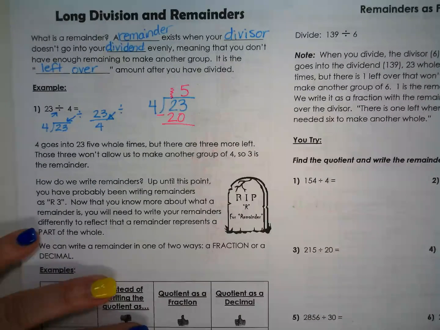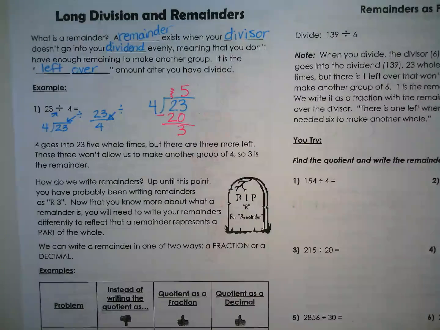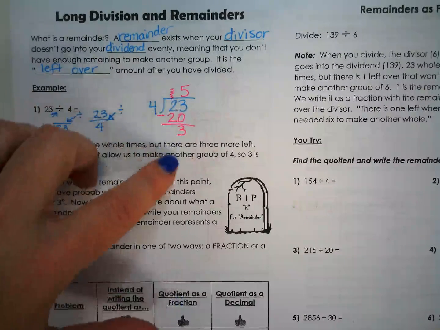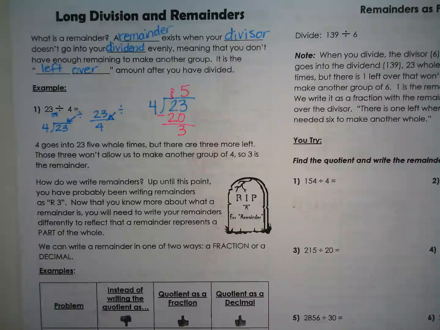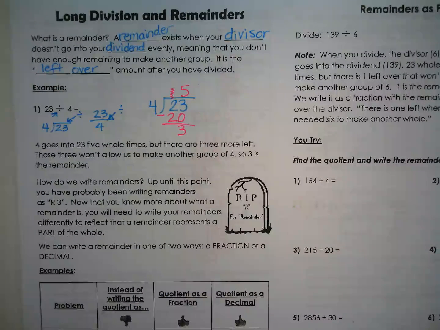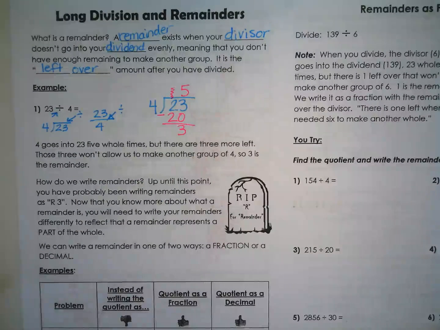Nehemiah? 3. Now, we're done with the basic division of this at the moment because we've now gone into every number that's in our dividend, right? But we didn't get a 0 this time because there's some left over. And it makes sense, right? 4 doesn't go into 23 evenly. So there's going to be something left over. What we're seeing here is there are 3 left over.